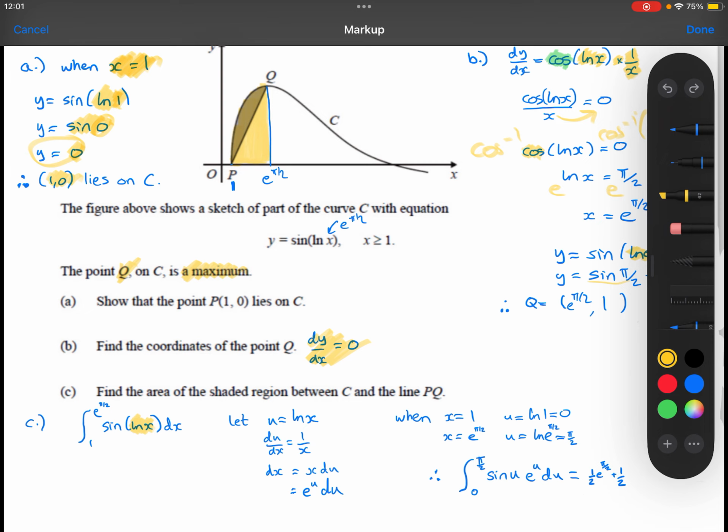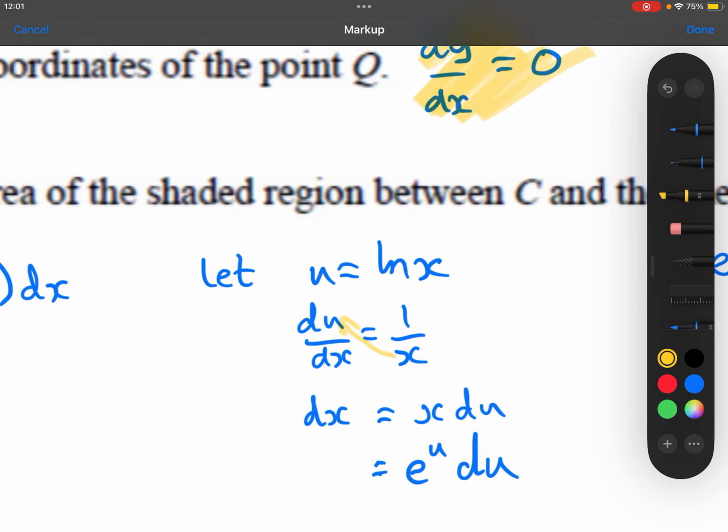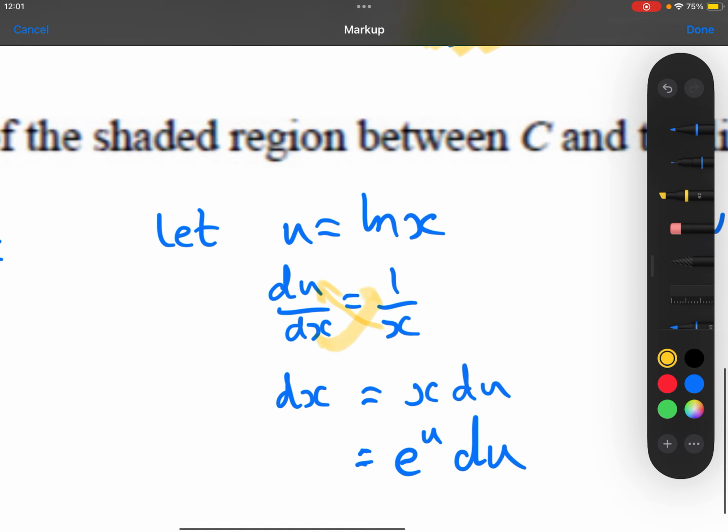I've then made dx the subject, so I've multiplied by x over here, and I've multiplied by dx over here, and that's given me that dx is equal to x du. Now I'm thinking about what x is in the u world, so I'm just going to rearrange this.